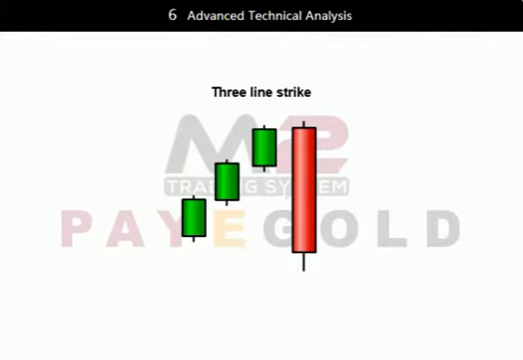3-line strike. A 4 candlestick reversal pattern indicating only a bearish outlook. During the first 3 days, the candlesticks are green and confirm the general trend. On the 4th day, a long and especially red candlestick appears, which closes below the first day's closing price.